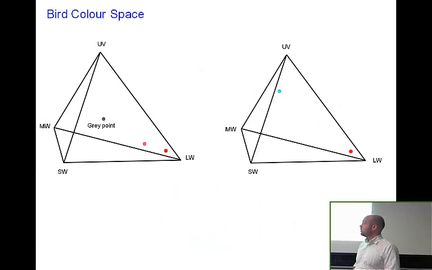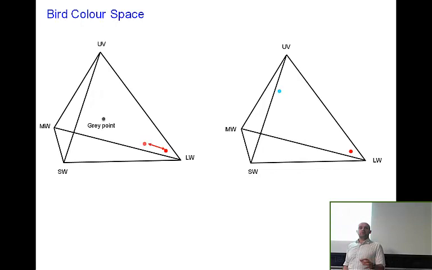What we can then do is go on to model these colours in an avian colour space, which we can represent by a tetrahedron here, where the centre of the tetrahedron is the grey point, so there's no colour at all. But as you move away from the centre, objects acquire a colour of a given type, and they become increasingly saturated or rich for that colour. And logically, as two objects move further apart in a colour space, the more different they should look to a bird's visual system.